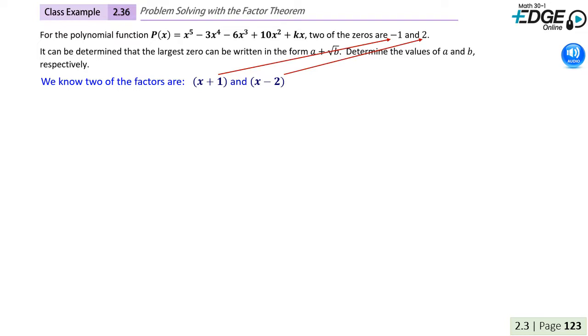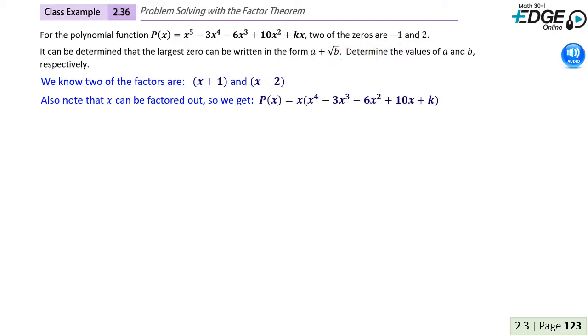Knowing that we have a zero at -1 and +2, we can determine that two of the factors will be x plus 1 and x minus 2. We'll divide these out later. Also, because we have no constant term, we see that every term has a common factor of x and can factor it out. In order to determine the value of k, we'll now use our factor theorem.